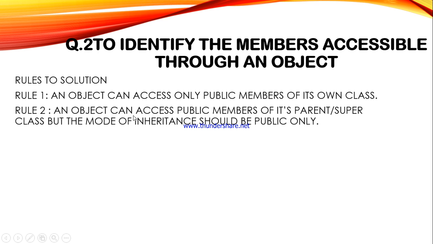Secondly, find out how many classes it's inheriting. The child class through which object you are going to tell the accessible public members, you just have to look at the parent class of that one class. An object can access only public members of its parent or superclass, but the mode of inheritance should be public only. You have to carefully check that the mode of inheritance is public. Only in that case you have to write the public members of its parent class.